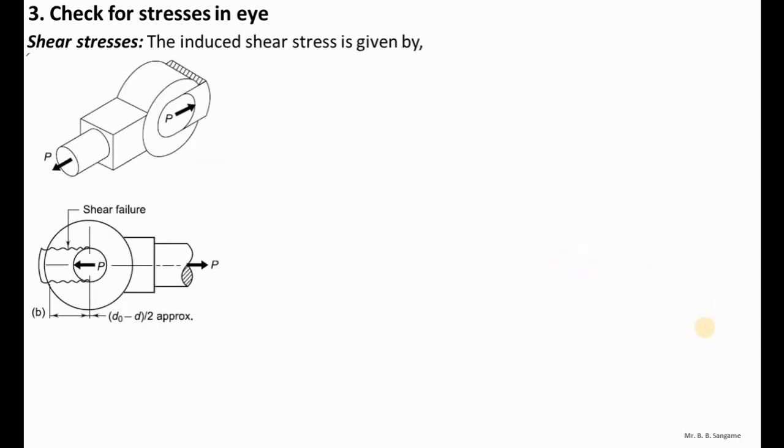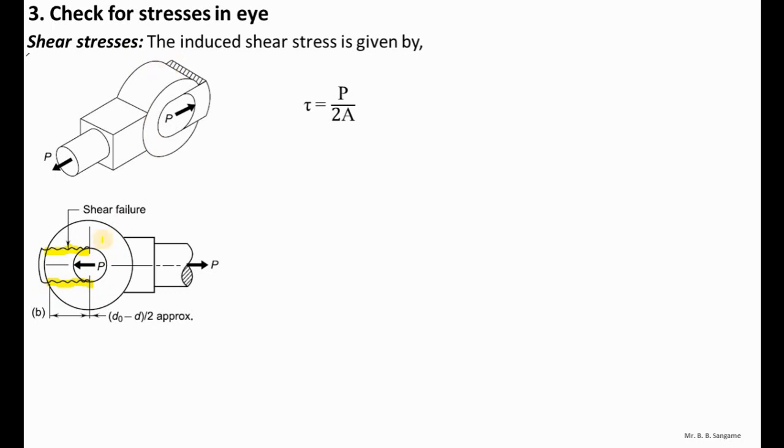Next, check for stresses in eye. In that I am going to discuss the induced shear stress. Here you can see that after the application of force P of magnitude 70,000 Newton, there is a possibility of shear stress. This piece will tear off outside the eye of the knuckle joint. Here the approximate area, this is the area which is actually subjected to shear failure.